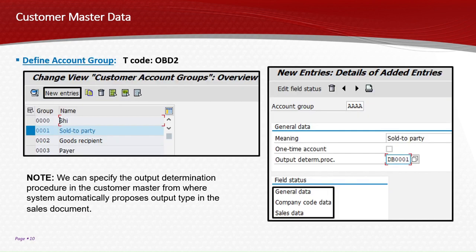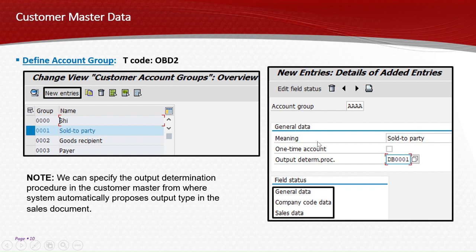To define the account group, this configuration part I will explain in the next video also, but here I will give you an overview of the configuration part. To define the account group, we can use the T code OBD2. In OBD2, when you click on new entries, this screen will open. Here you need to maintain the account group.